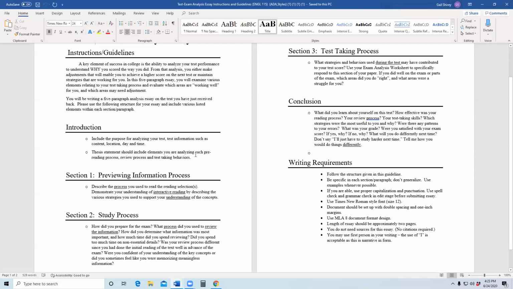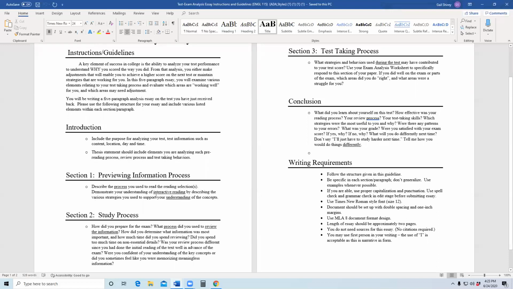So an example of this is: I analyze my tests to identify if I am successful in any of my pre-reading process. I noticed that my review process was not as well as it should be, and I need to improve my test-taking behaviors. So whatever you find out, that's what you're going to write about. And that is going to be included in your thesis statement.